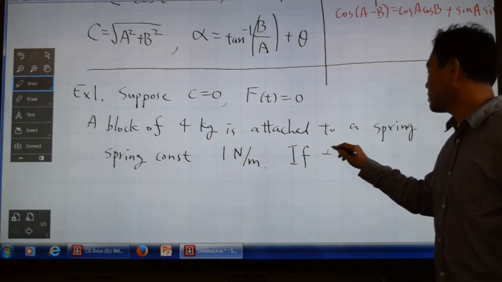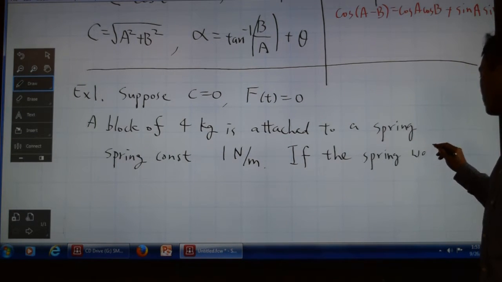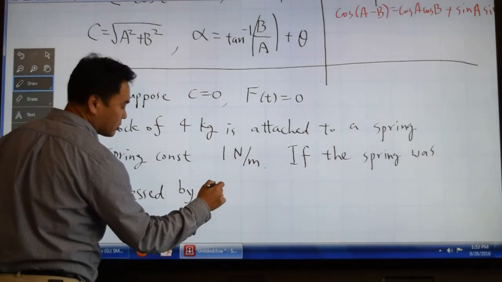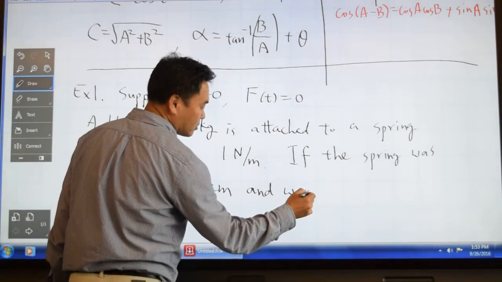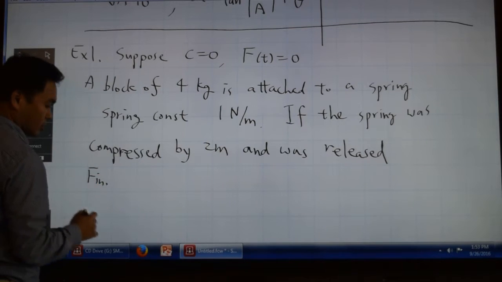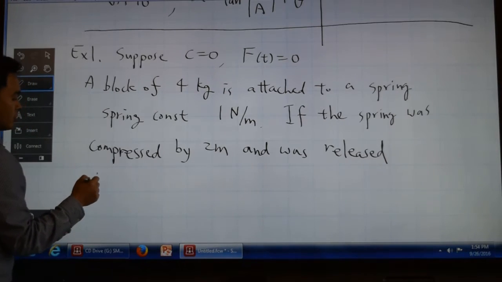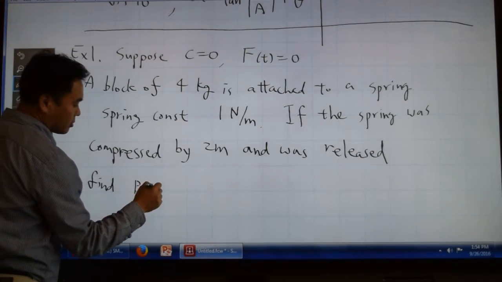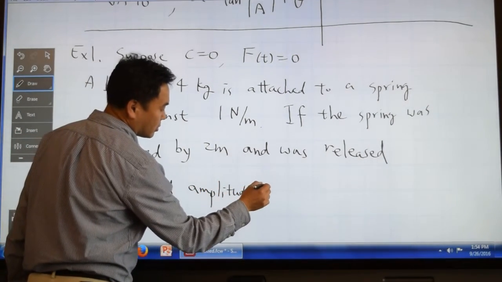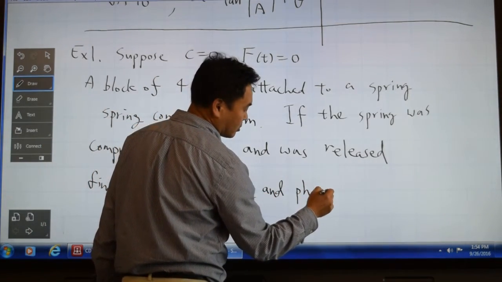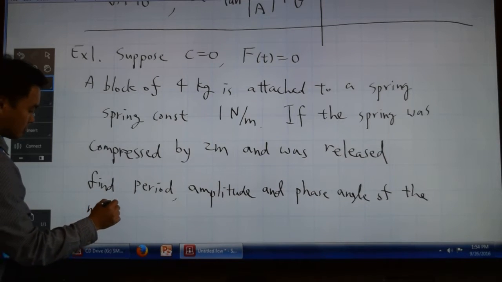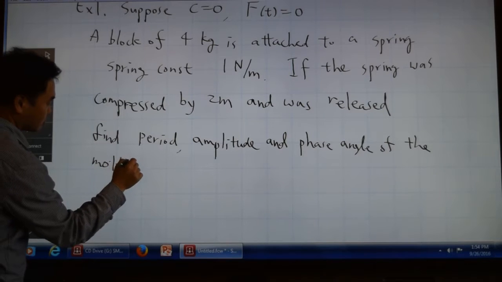If the spring was compressed by 2 meters and was released, find the period, amplitude, and phase angle of the motion. Okay.